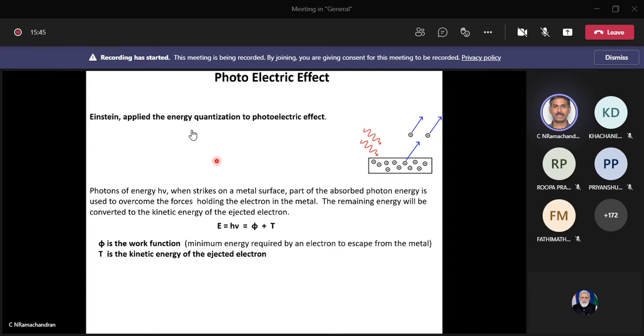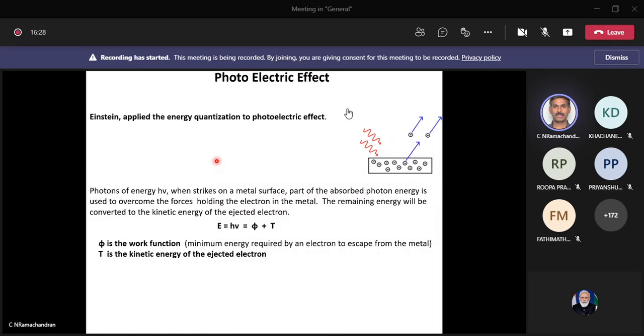Okay. Sorry. So when a photon of energy hν strikes a metal surface, part of the absorbed photon energy is used to overcome the forces holding the electron in the metal, because that electron is tightly bound to the metal. So some energy is required to eject an electron. But if you are giving more energy, the rest of the energy will be converted to its kinetic energy. So a minimum energy is required. After that, the rest of the energy of that photon will be converted to kinetic energy.